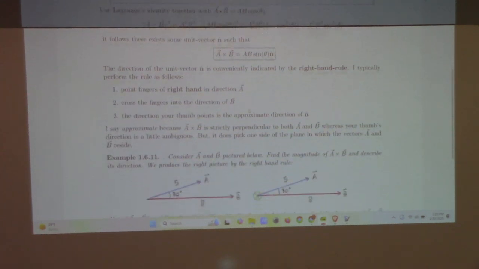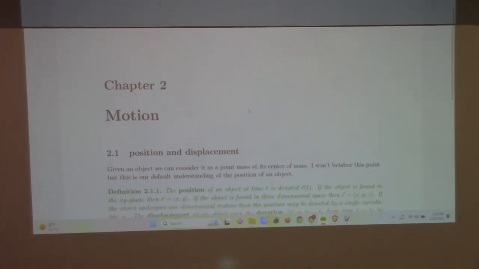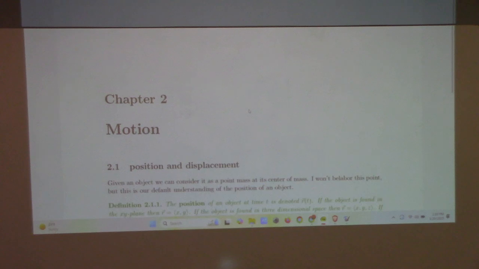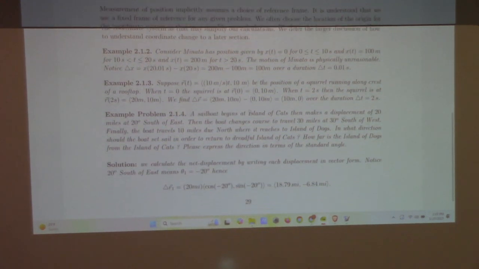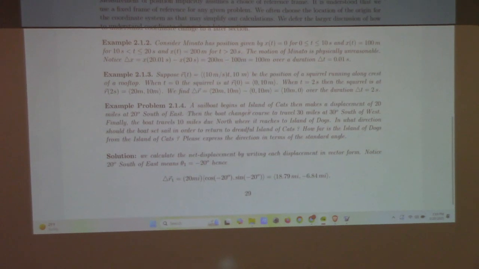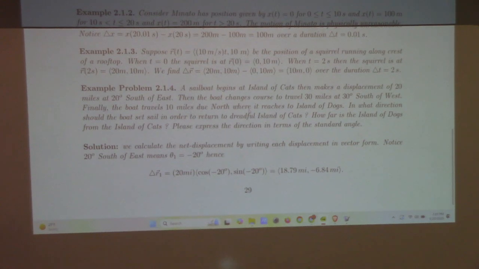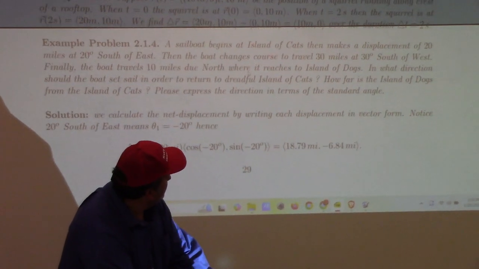So this brings us to chapter 2, which is on motion. And I'm going to skip ahead. I'll write these back out on the board in a minute, but I just want to look at an example while I have this thing out, because I don't really want to write the example out. So this is example 2.14 here. Let me try to see if I can make it bigger.